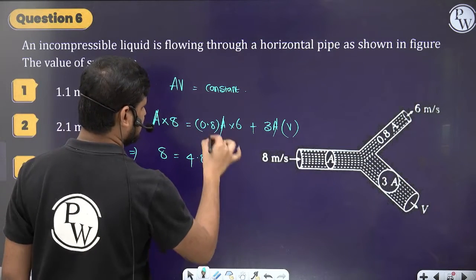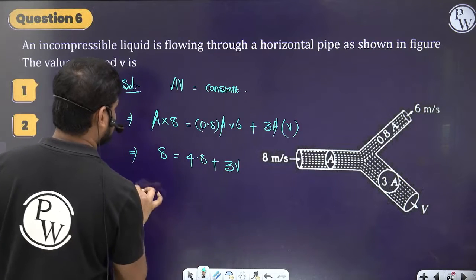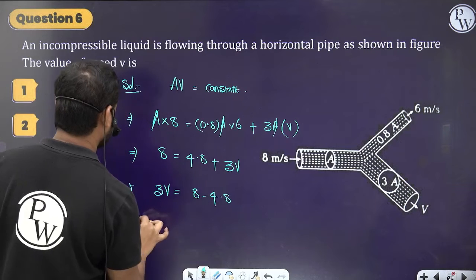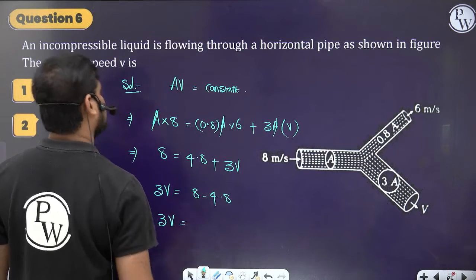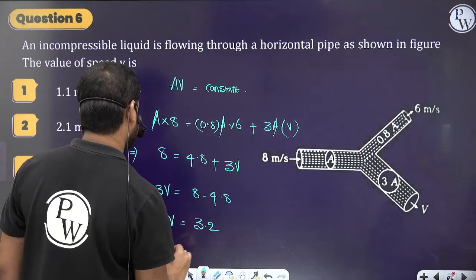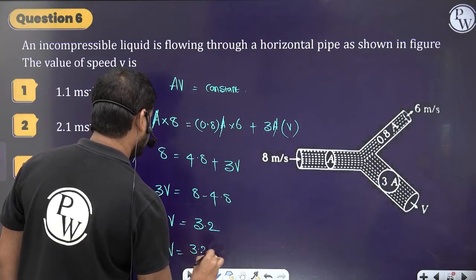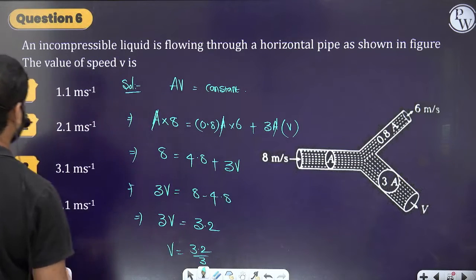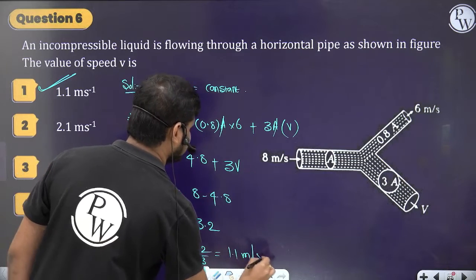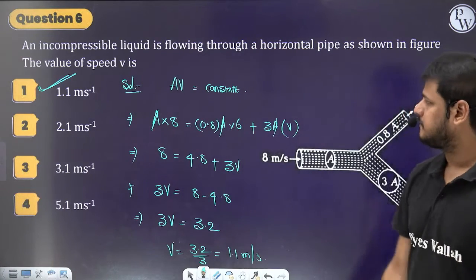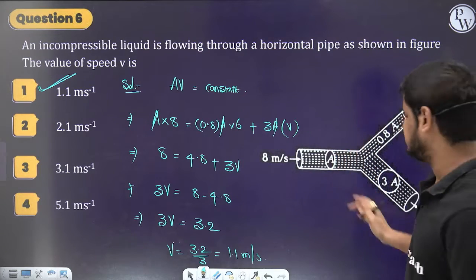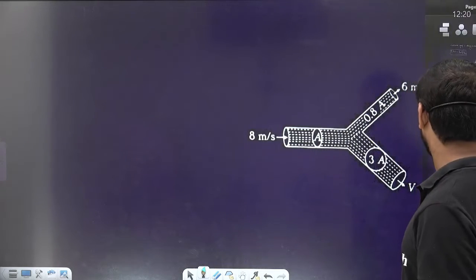So plus 3V. Now I got it. So 3V is equal to 8 minus 4.8. So here it comes out to be 3.2. Yes. So then V is equal to 3.2 by 3, approximately 1.1 meter per second. Option 1 is the correct one. Clear, guys? So the concept is simple. Done? Sure. So we don't need another slide for this.